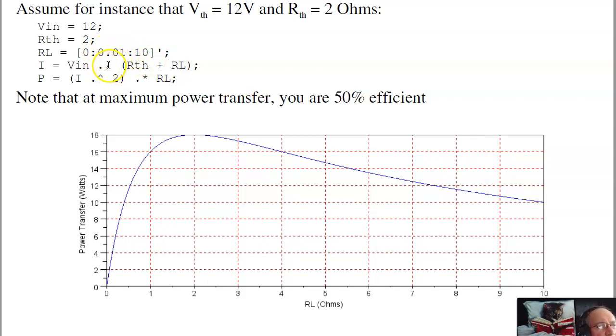Dot slash tells MATLAB, don't treat this like a matrix. Treat that as 1,000 different entries. Do each one by one. So this is element by element division. Once I have the current, power is I squared R times RL, again using the dot notation. Take the current at each element, square it, multiply by each element of RL, and that gives me the power as RL goes between 0 and 10. When I plot it, I get this curve, and note the maximum's right here at 2 ohms. So max power transfer is when the load is equal to R Thevenin.